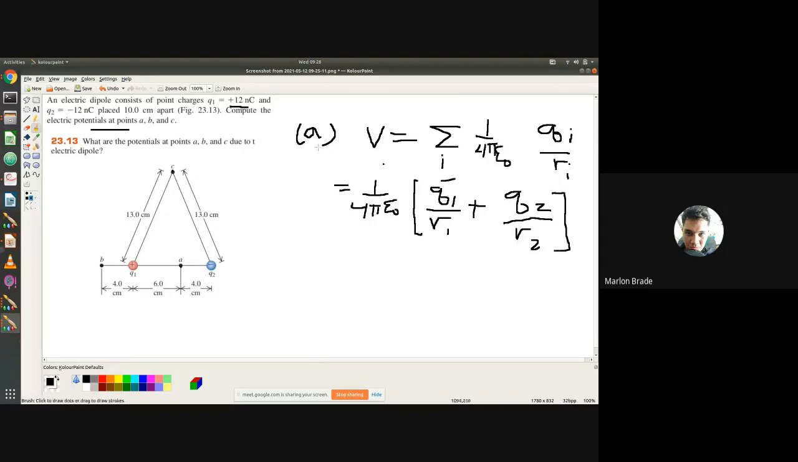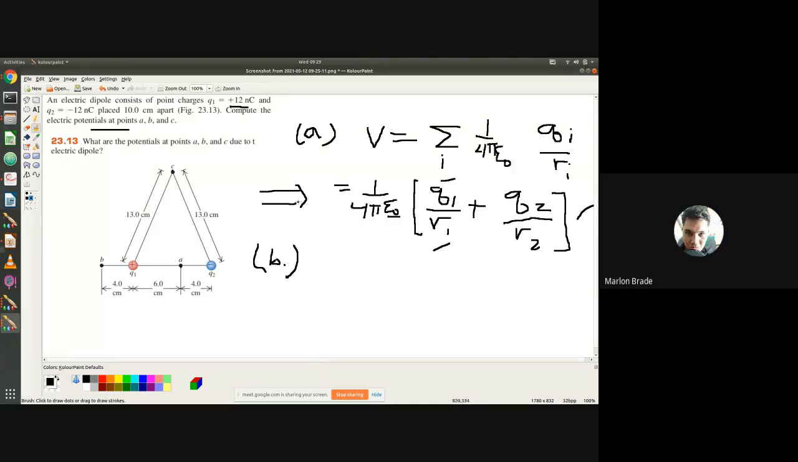Okay, Q1 is 12 nanocoulomb. R1 is 6 cm. Q2 is negative 12 nanocoulomb. R2 is 4 cm. You can solve this with your calculator, using epsilon naught. You continue solving this for letter A. Guys, hello? Is this okay? Did you solve it? Yes, sir. It's easy, right? You understand already.